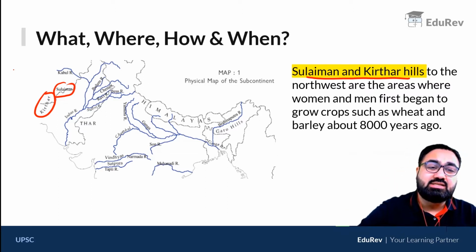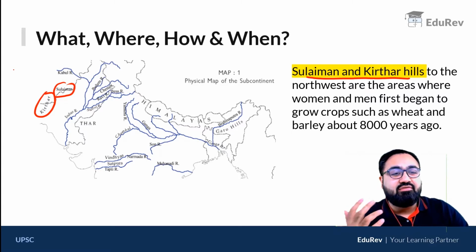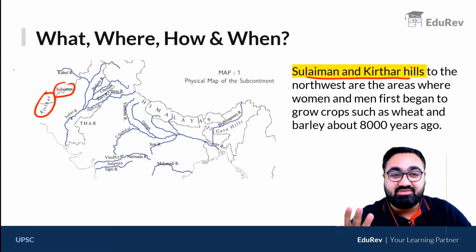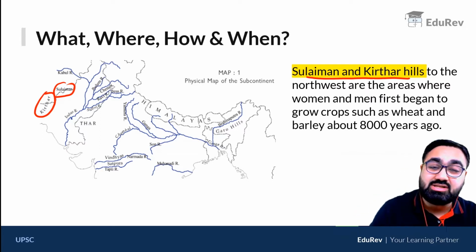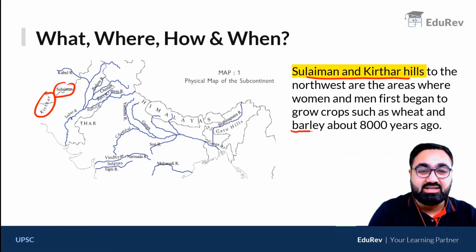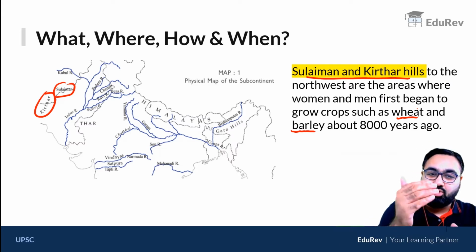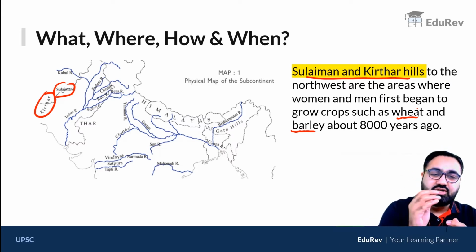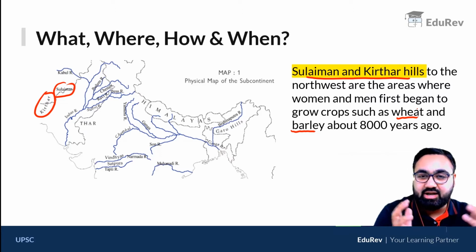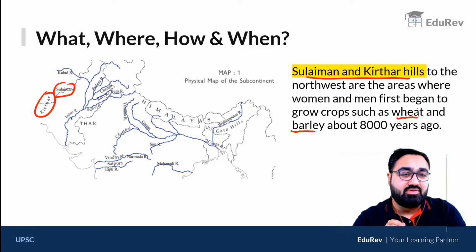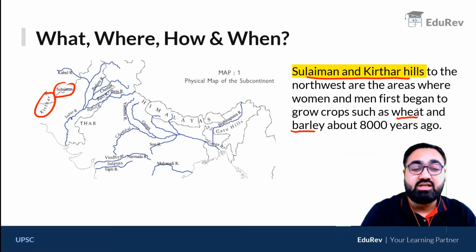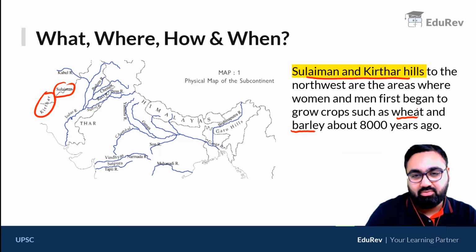These were the places in which we find the very first evidence of crops such as wheat and barley. Now, these kind of small informations are important for you from the prelims examination point of view especially. That is, which crop was grown where, where were the first human settlements found in the Indian subcontinent, etc. Suleiman and Kirthar hills were the places where the first evidence of wheat and barley were found.